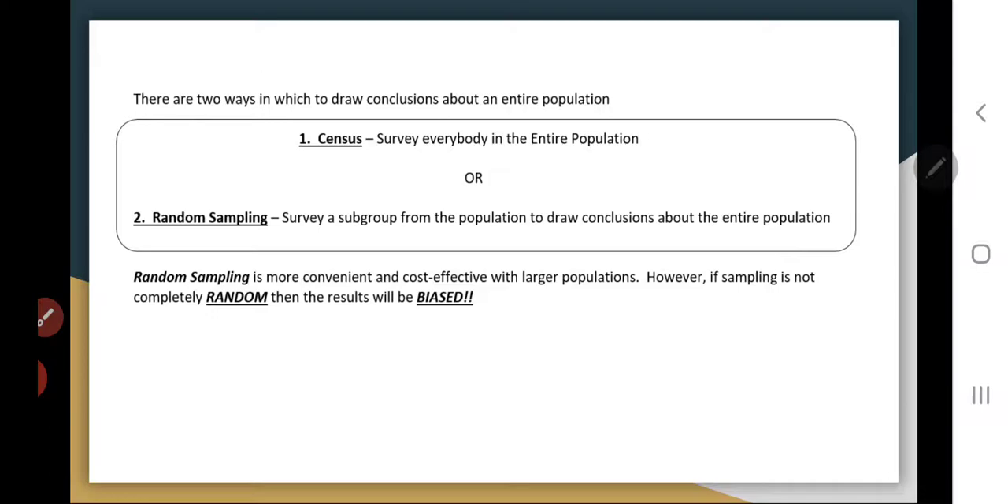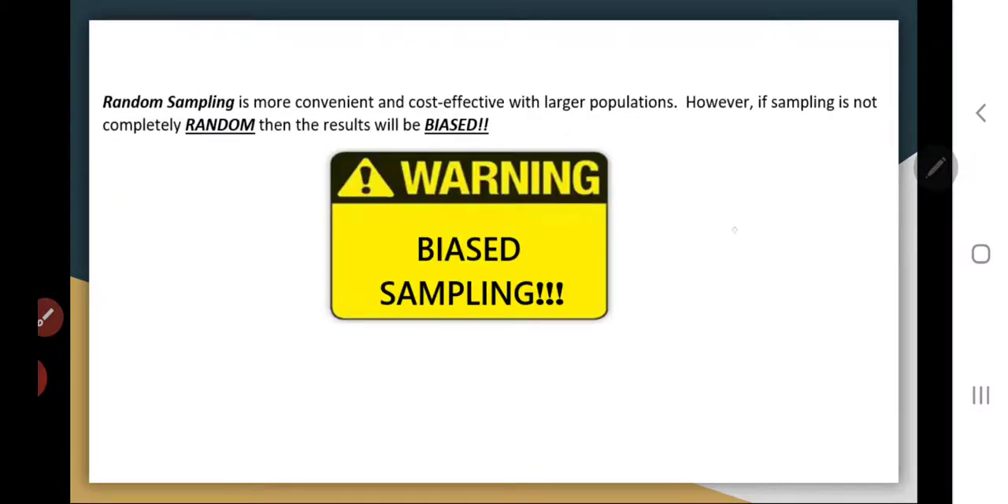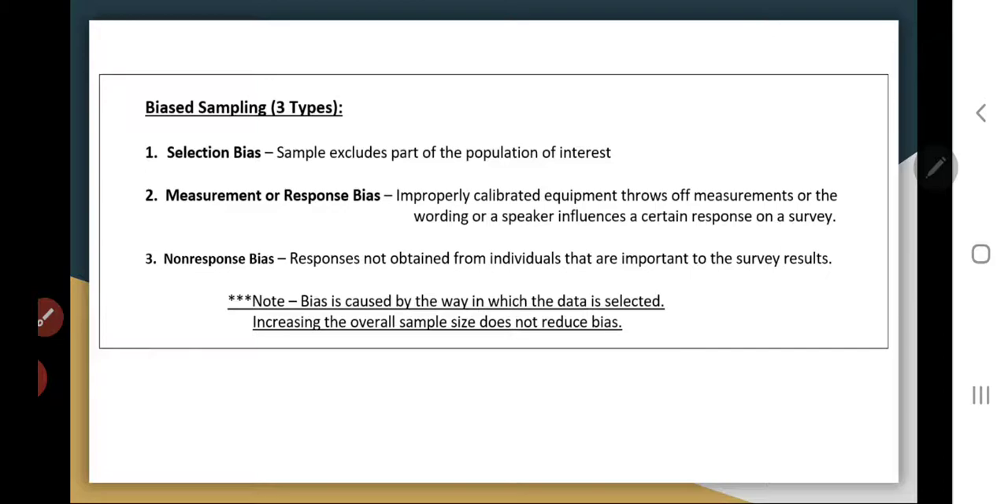A random sampling, though, would take a random amount of people across the United States, a smaller group, and it would be representative of the entire population. Random sampling is more convenient and cost-effective than censuses. However, if it is not properly randomized, it could lead to forms of bias, and that's what we're going to talk about right here. I just put a big warning here: bias sampling ahead. Here are our bias types.